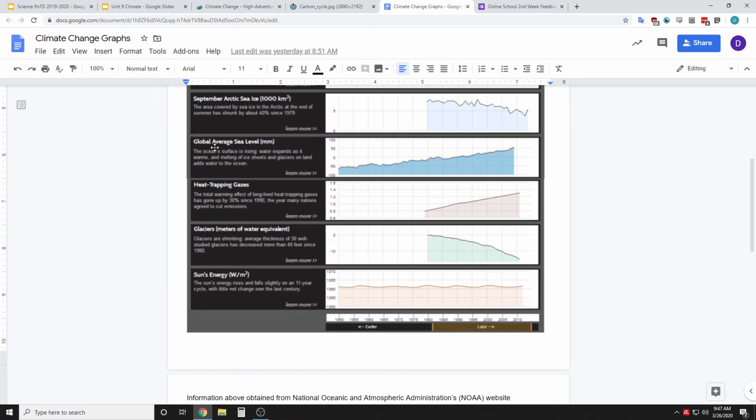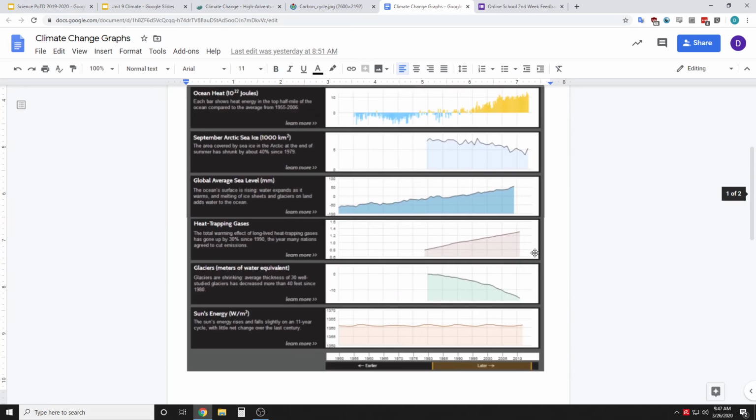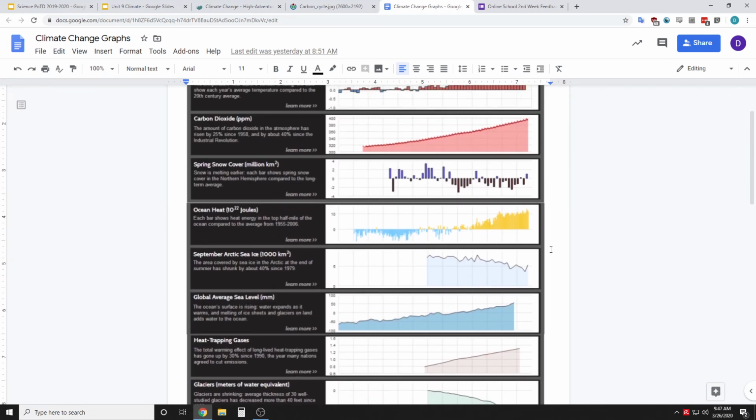Right? And you can just do the title if you want. Global average sea level, like over time, it's increasing. Heat trapping gases are increasing. Glaciers are decreasing. And I want you to go right on the side and just take a mental note of those.